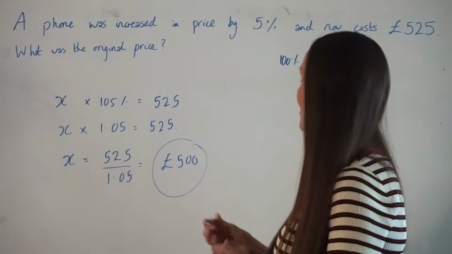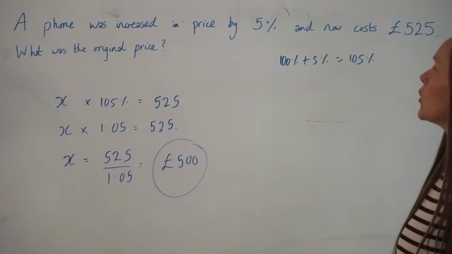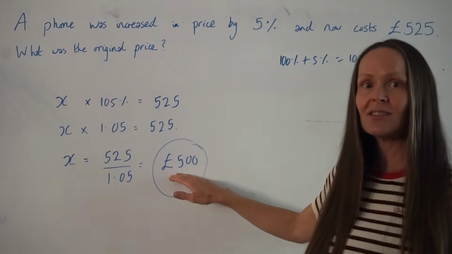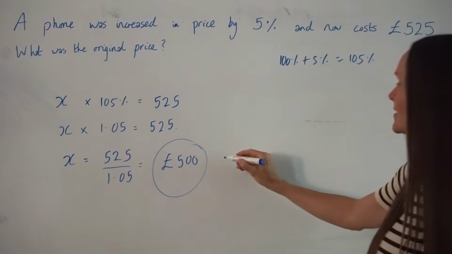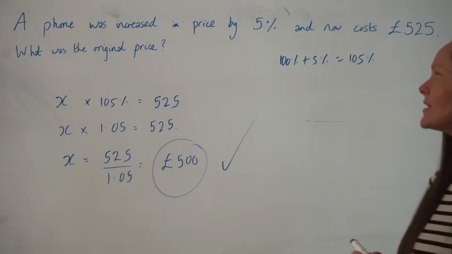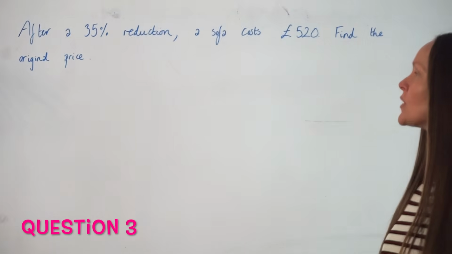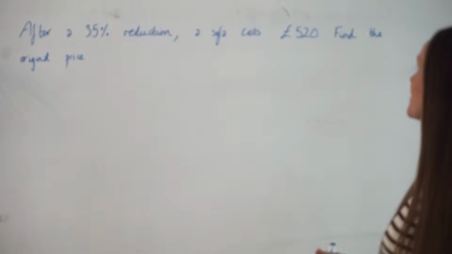So again, always ask yourself, does that final answer make sense? We know that the phone was increased in price, so you would expect the original price to be less than the £525. So this makes sense. This is the original price of the phone. In the next example, it says after a 35% reduction, a sofa costs £520.